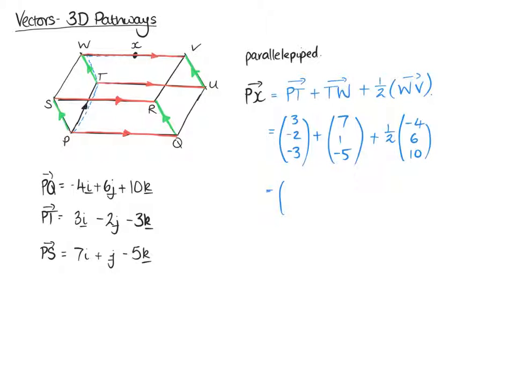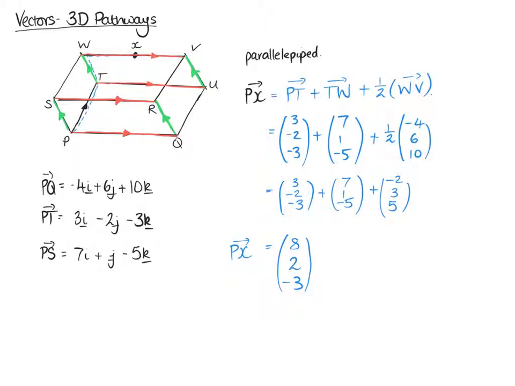So we sort out that half first, so we get 3, minus 2, minus 3, plus 7, 1, minus 5, plus, and then we've got half of all of these, so we get minus 2, we get 3, and we get 5. And then we add them all together to get our answer, which is going to give us P to X. So 3 plus 7 is 10, take away 2 is 8. Minus 2 plus 1 is minus 1. Add another 3 gives us 2. And then we've got minus 3, take away another 5, which is minus 8. Add 5 is minus 3.